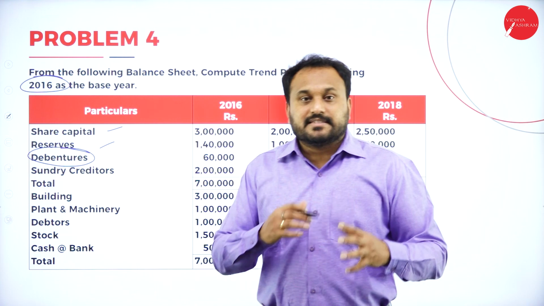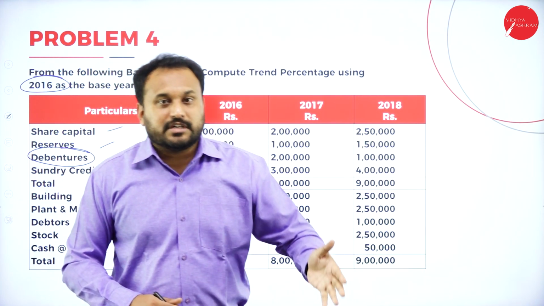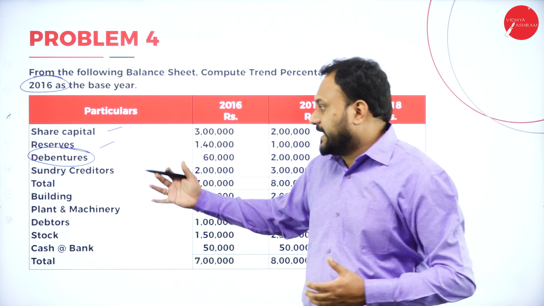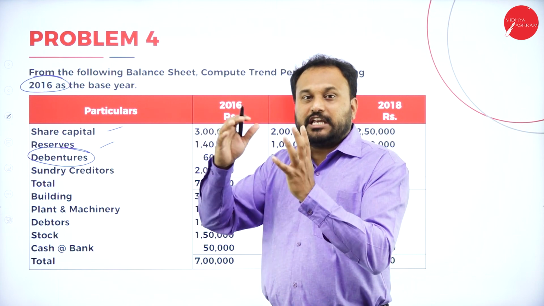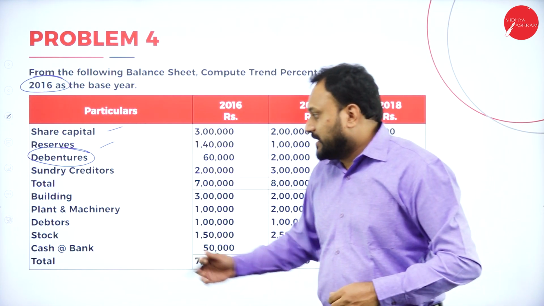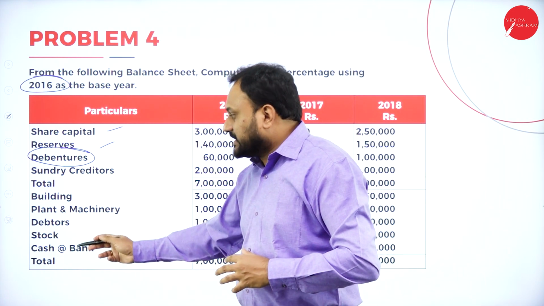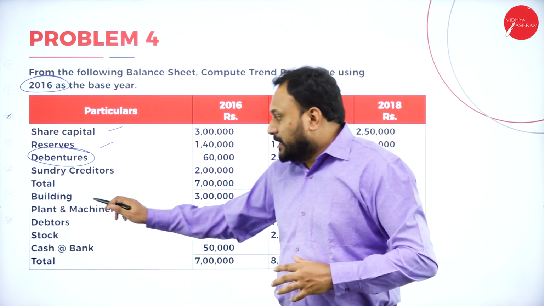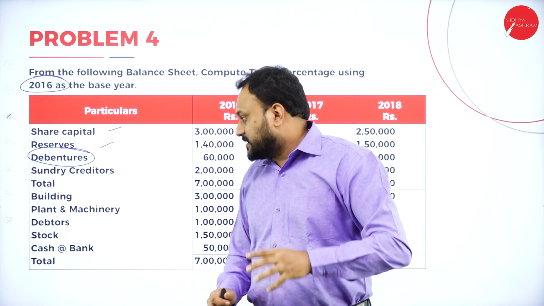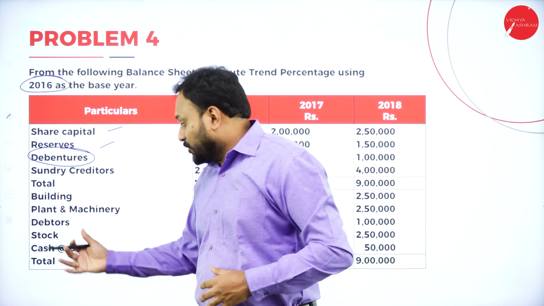Next you have sundry creditors. You are supposed to pay them within 1 year. So what is it? Current liabilities. In that you go with sundry creditors. Then the total, that is called equity and liability. Next we have building, plant and machinery, debtors, stock, cash at bank. When we go with these things, please do understand, building and plant and machinery are the fixed assets, the non-current assets. Then debtors, stock and cash come under the current assets, then go with the total.